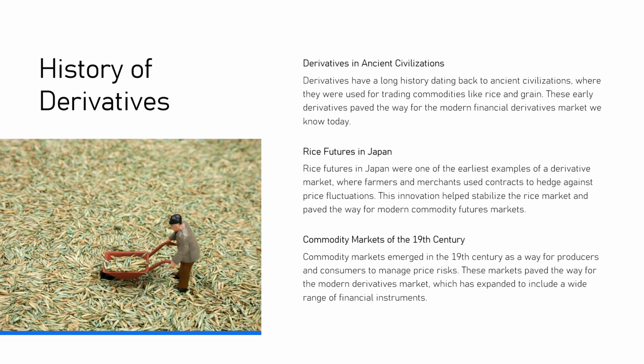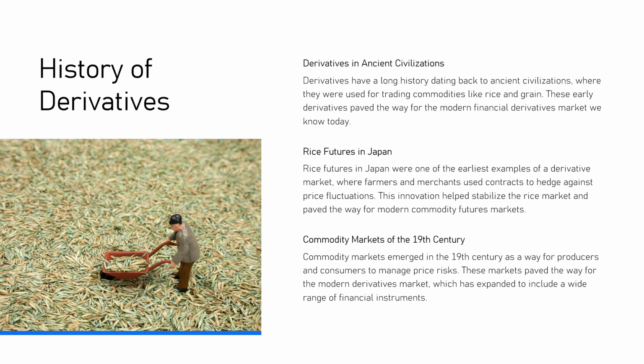Rice futures in Japan. Rice futures in Japan were one of the earliest examples of a derivative market, where farmers and merchants used contracts to hedge against price fluctuations. This innovation helped stabilize the rice market and paved the way for modern commodity futures markets.